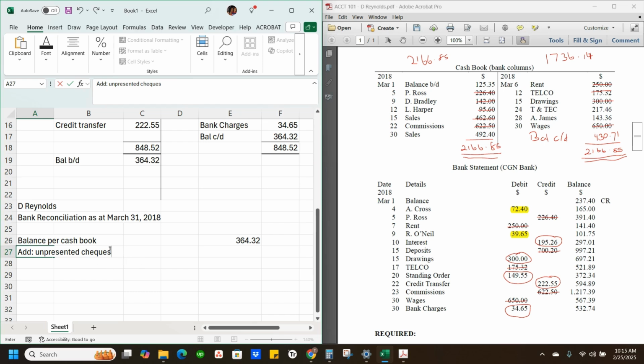All right, so unpresented checks, we look at the credit side of our cash book and we see there are two checks that were unpresented. The one for T and Tech and A James. So let's add those. You make sure you show your working. 217.46 plus 143.36.